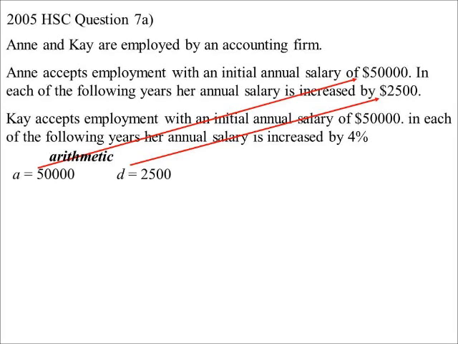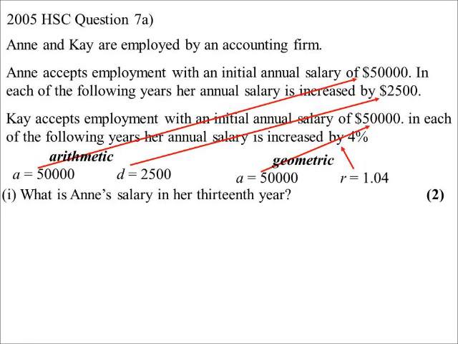So let's have a look at Anne. Anne is arithmetic, of course, because we're adding. Her A is 50,000, common difference 2,500. Whereas Kay is geometric. Also starts at 50,000, ratio not 4%, but 104%, because we're increasing by 4. Okay, part 1, 2 marks for this. What is Anne's salary in her 13th year? So we want to find term 13.